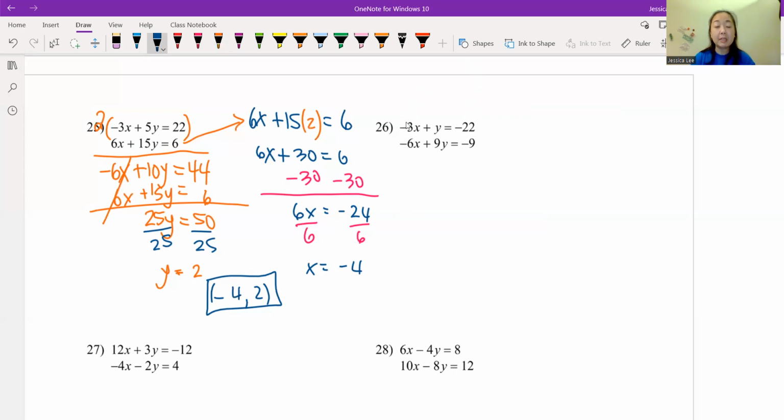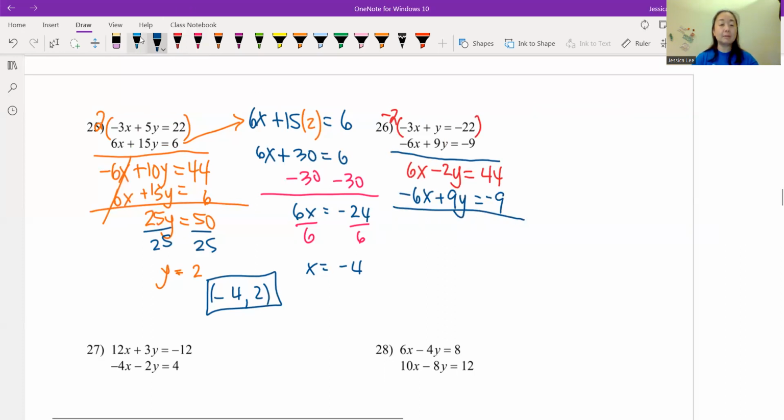So I'm going to eliminate the x's this time because it's a smaller number, right? So what I'm going to do is multiply this top number by, since they're both negative, I don't want both of them to be negative, so I'm going to multiply everything by negative 2. So what I would get is negative 2 times negative 3x, which is 6x. Negative 2 times y is negative 2y, or minus 2y. And negative 2 times negative 22 is going to be positive 44. I'm going to copy the bottom one straight: negative 6x plus 9y is equal to negative 9.